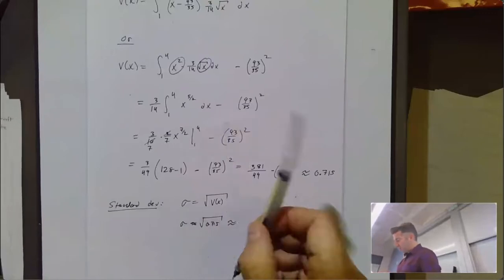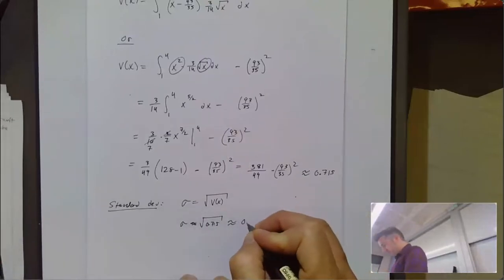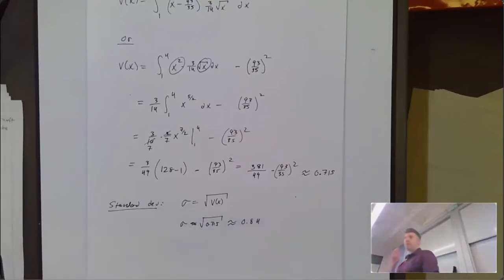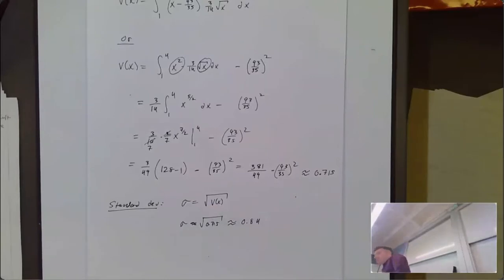About 0.84. Okay. So these potatoes on average weigh about 2 2/3 pounds, and there's a variance of about 0.84 pounds. Okay, that doesn't seem totally unreasonable.